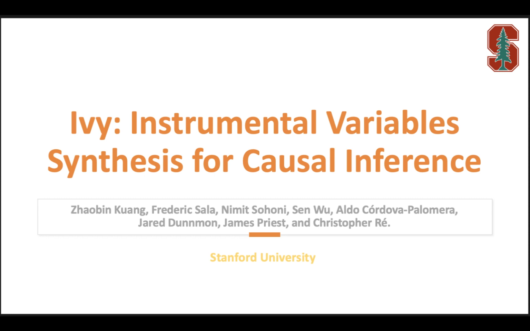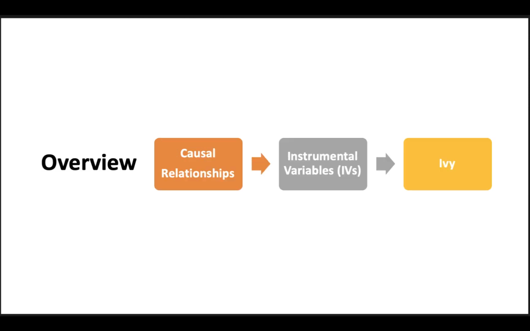Hi, in this video, I'm going to present Ivy, which is a framework that produces instrumental variables for causal inference. To give an overview of our work, we first would like to talk about causal inference, which is the study of understanding causal relationships. We then talk about how we might use instrumental variables to understand causal relationships and the practical challenges associated with it. Finally, we will talk about how Ivy might be helpful to alleviate some of these practical challenges.